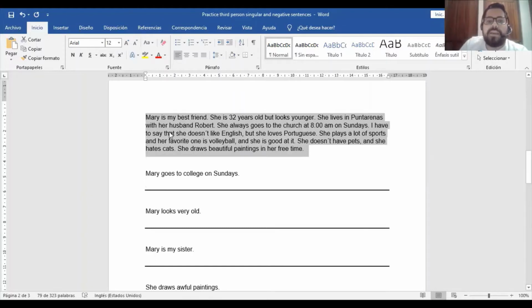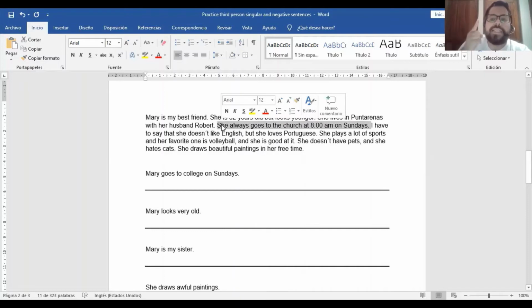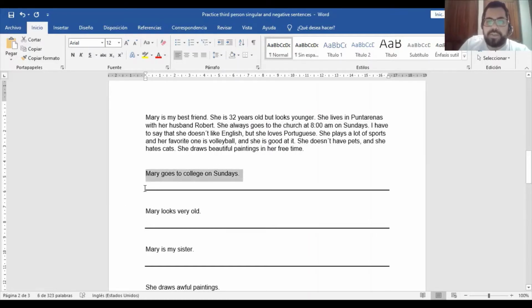Over here we have Mary goes to college on Sundays. If we go to the text, we can see that in here it says on Sundays, all right, making this kind of test. She always goes to the church at 8 a.m. on Sundays. To the church, a la iglesia, right? So look at this. In this case, this is not true, all right? This is incorrect. So we're gonna do this. Mary doesn't, okay, because we're using the other verbs, doesn't go to college on Sundays, period. Now the correct answer, she goes to the church.